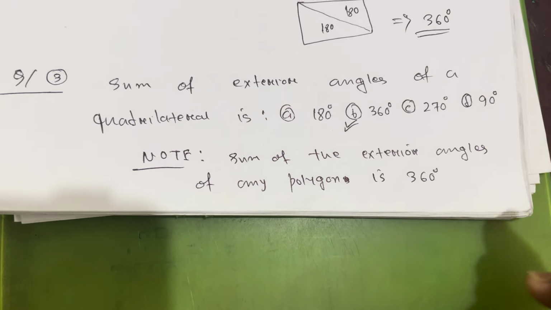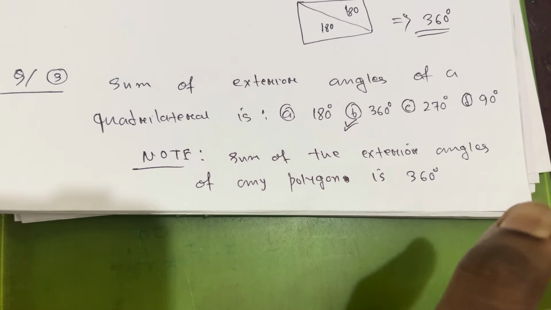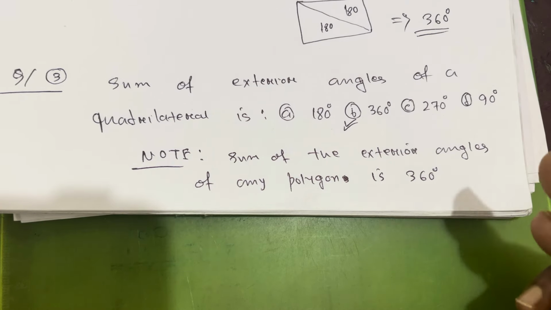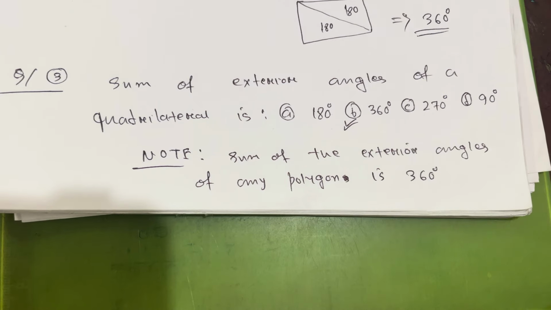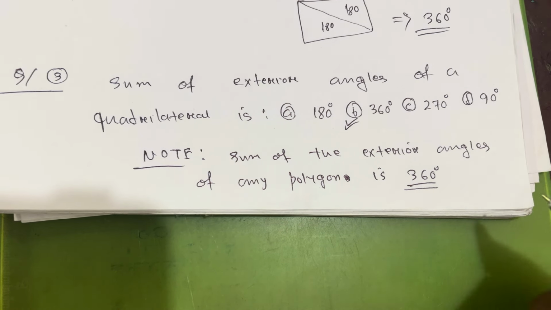The polygon may have 3 sides, 4 sides, 5 sides, or even 100 sides. If you add all the exterior angles, the answer is always 360 degrees. This is the exterior angle sum property. But the interior angle sum property is different for different figures, depending on the number of angles.